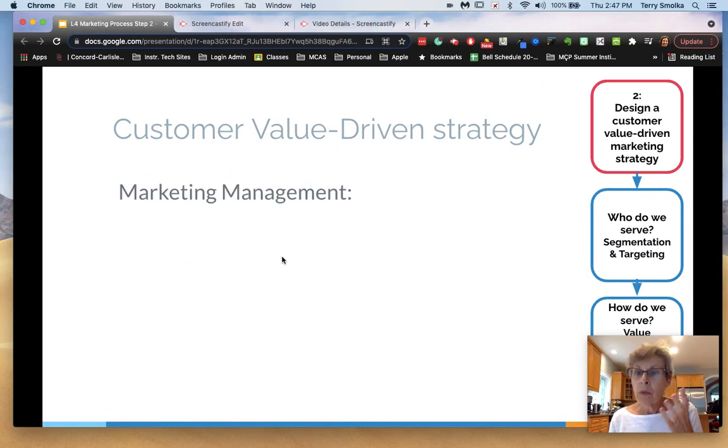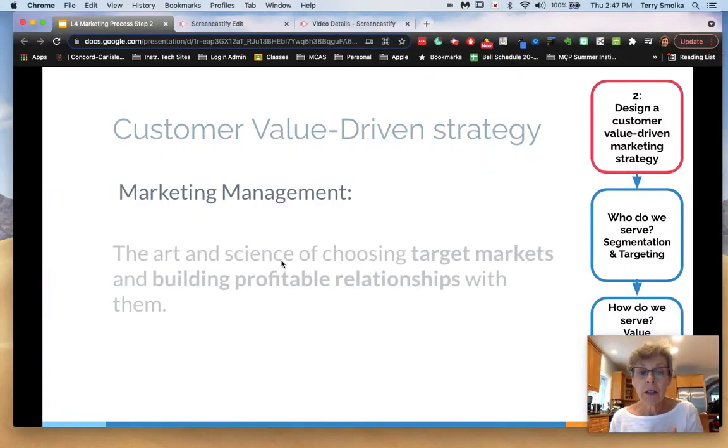At this stage, when we're designing this value driven marketing strategy, this is where marketing management really starts. In step one, we learned about the market, but now we're taking that information and looking at our products and services, and we're going to determine how we decide and who we decide to market to. And actually, marketing management is defined as the art and science, it's both, of choosing target markets. I want to emphasize target markets and building profitable relationships. So the first part of this is going to be determining who we serve. Who do we serve? And we do that through segmentation and targeting. And we're going to talk a little bit about those two concepts.